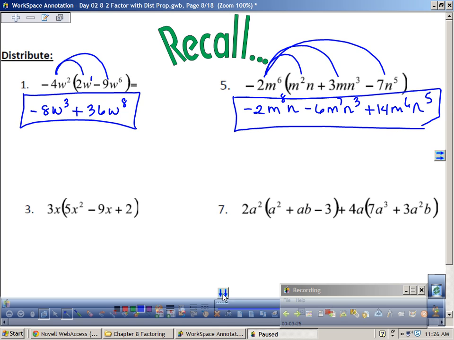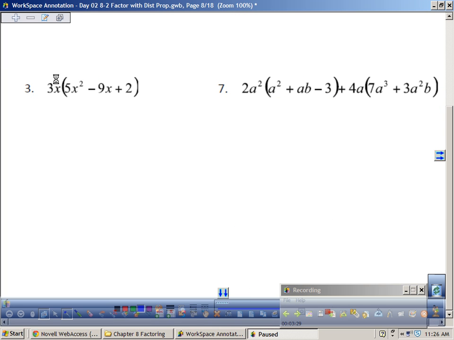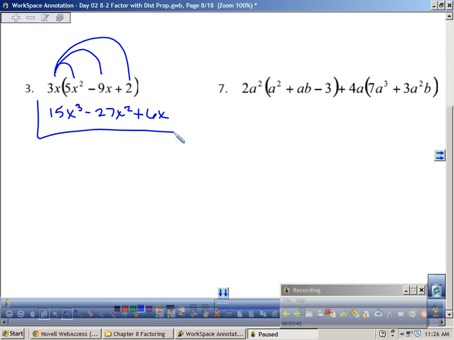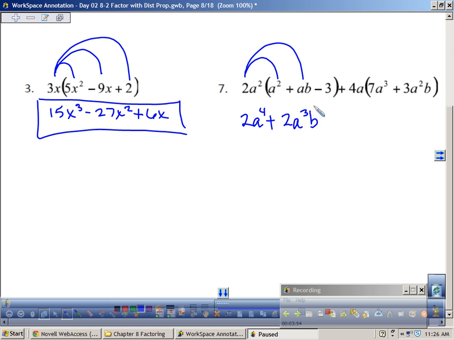Excellent. So I'm going to go quicker on these two, is that okay? 15x cubed, negative 27x squared, positive 6x. This should all be review, so if it is confusing to you, you might want to stop by and go over it again with me after school.